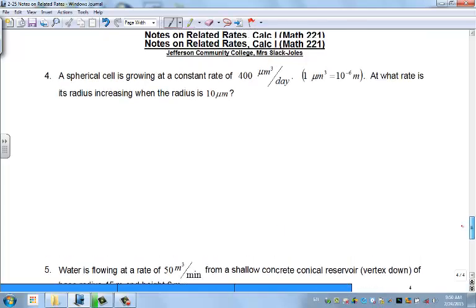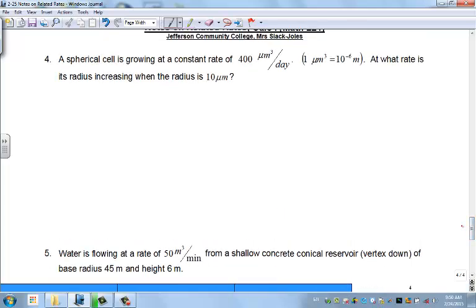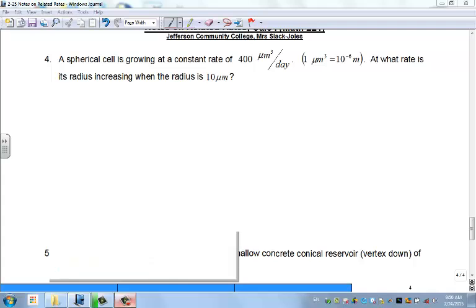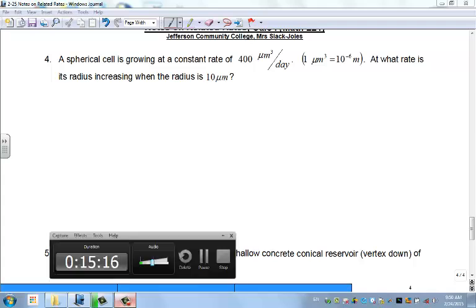Let's go on to the one about the spherical cell. Hi, sweet pea. What are you doing? Oh, gosh. I'm sorry. I'm almost done. Not really, but kind of. So, let me look at how far in we are here. 15 minutes again already. Wow, that was a long problem.